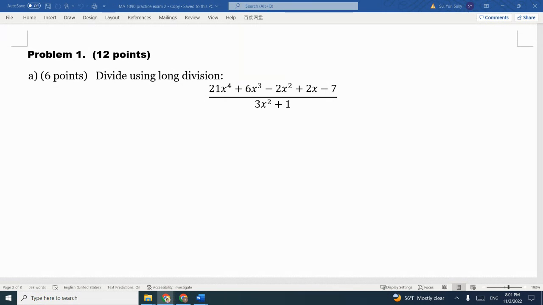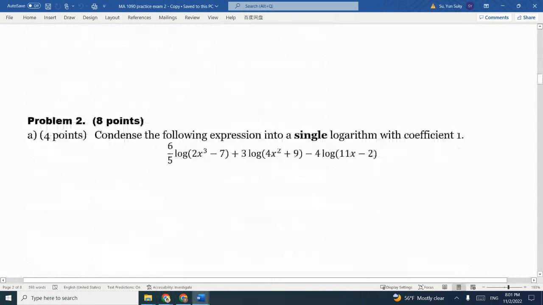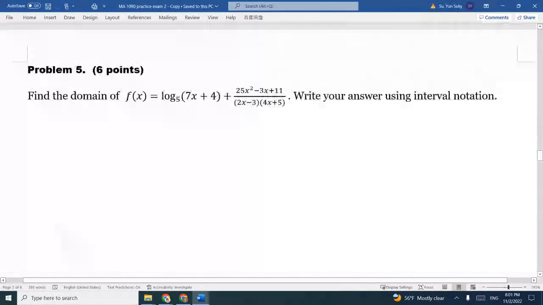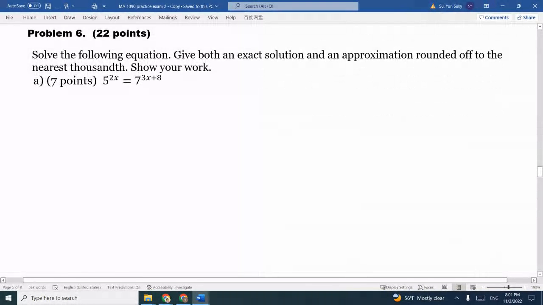Okay, so you asked about number 6 in the practice exam. So let's look at number 6 first. Solve the following equations. Give both exact solutions and an approximation rounded off to the nearest thousandth. Show your work. Part A is an equation involving exponential expressions, right?